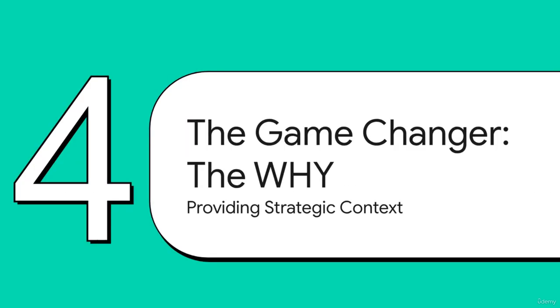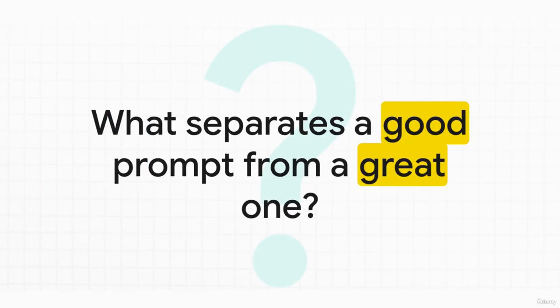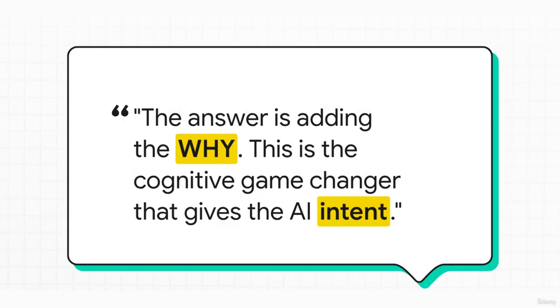Okay, so we've covered the foundation and the structure, the what and the how. But now we get to add the final layer. And this is the component that elevates a good prompt to a truly great one. This is what separates advanced engineering from just basic querying. This is the why. Let's just pause on this for a second because it is so important. What is the one thing that truly separates a simple request from a strategic directive? What gives the AI true intent? The answer is adding the why. This is the cognitive game changer.